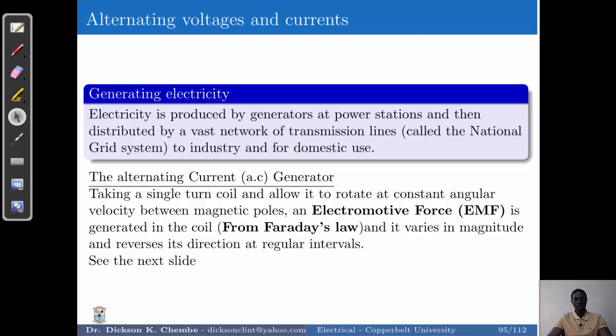So you can either change the magnetic field, or you can change the direction or position of the coil, which will then get induced with electromotive force or with a current. So there are ways that you can do this: by moving the magnet, or by moving the coil, or by rotating the coil in a magnetic field.